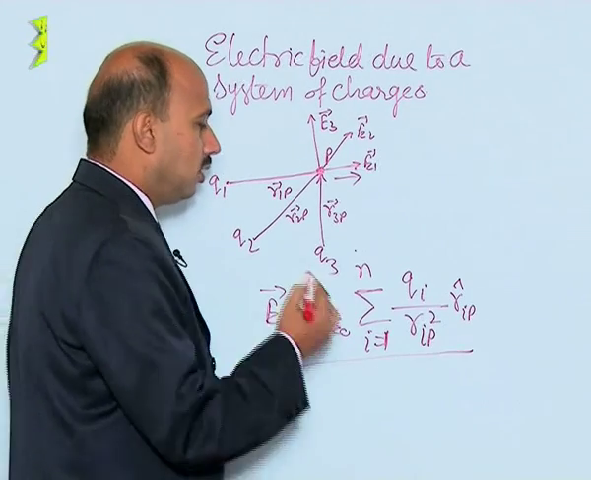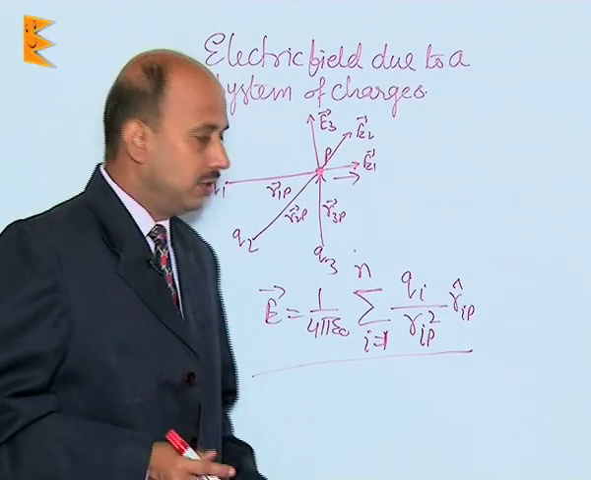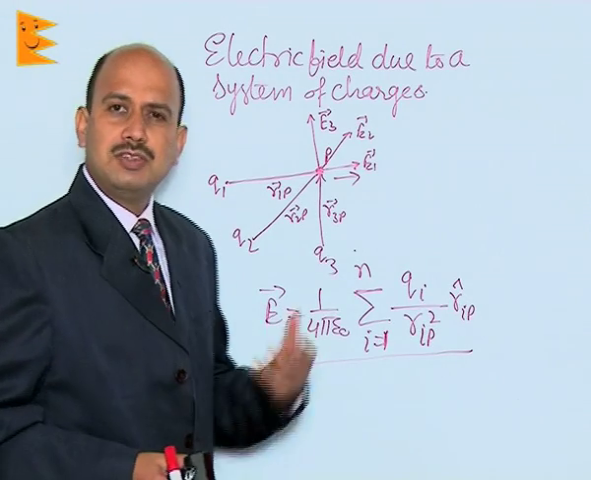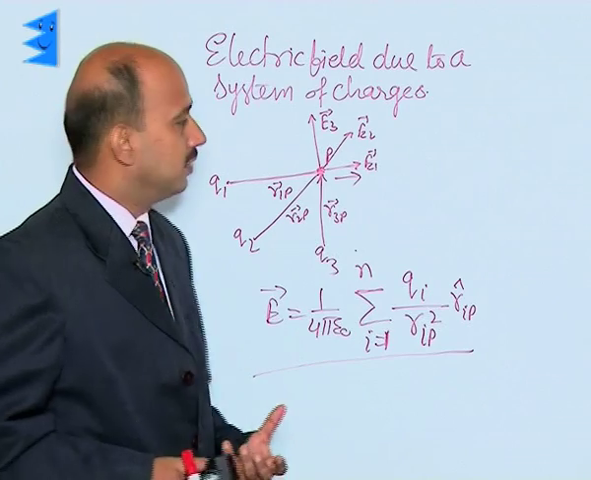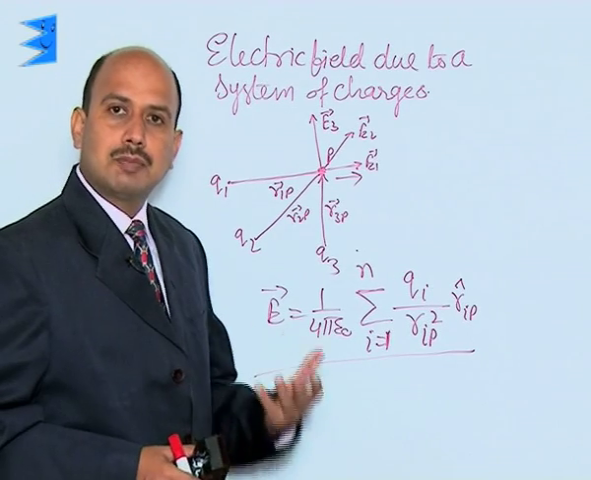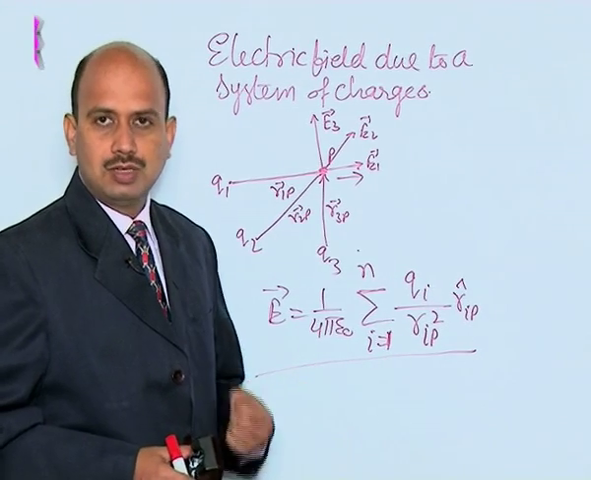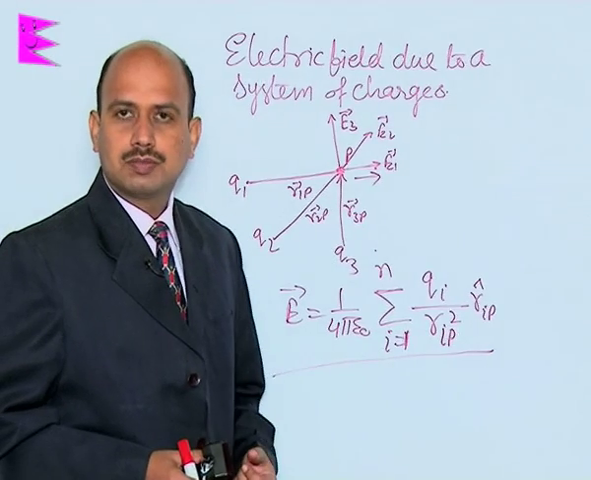Now, see here we have found the electric field intensity due to the system of charges, but the electric field intensity does not depend on the magnitude of the charge q naught that we take at the point where we calculate electric field intensity. It is independent of q naught.